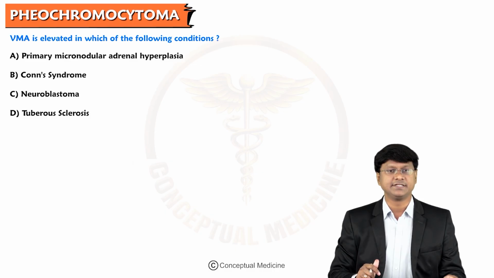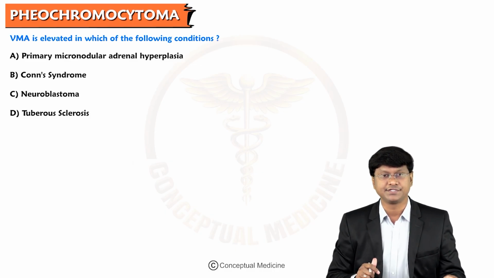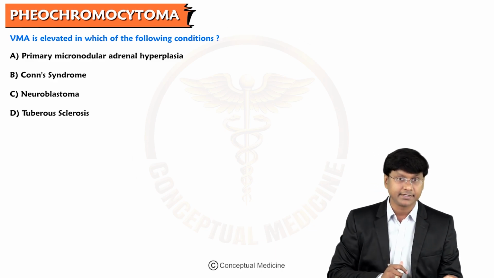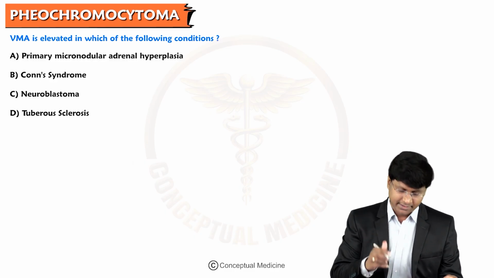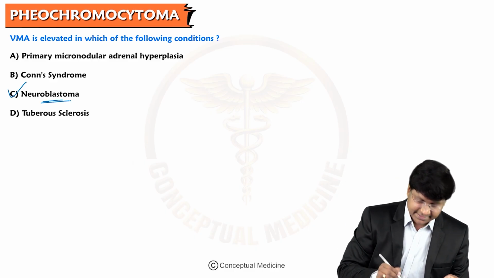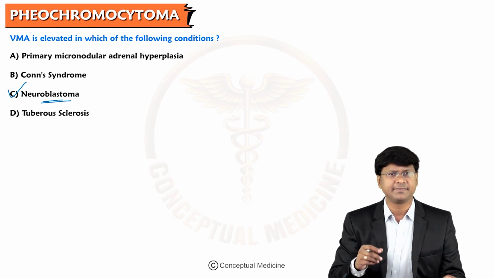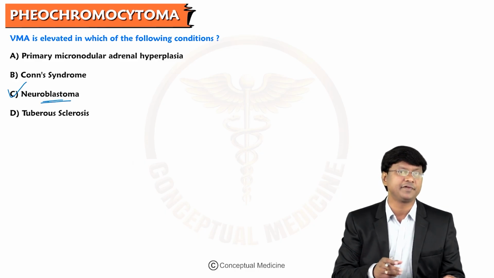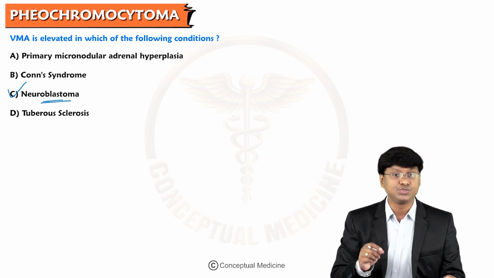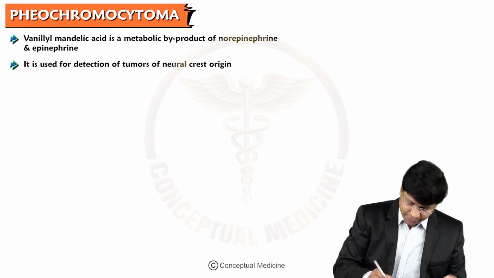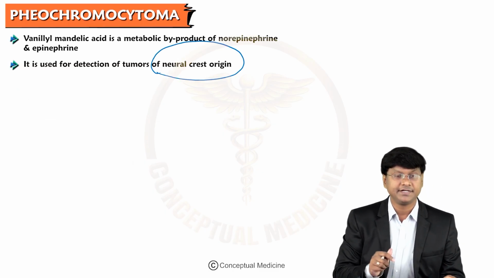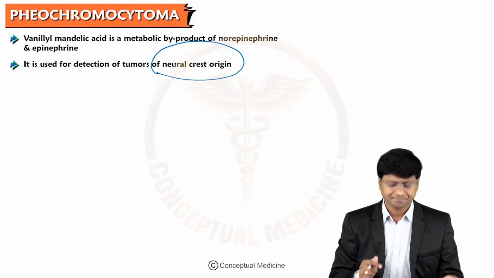Vanillylmandelic acid levels are elevated in which of the following conditions? Primary micronodular adrenal hyperplasia, Conn syndrome, neuroblastoma, tuberous sclerosis. Please remember, the clinical scenario where vanillylmandelic acid levels are elevated is neuroblastoma. Vanillylmandelic acid is a metabolic byproduct of norepinephrine as well as epinephrine, and it is used for the detection of tumors of neural crest origin, right?